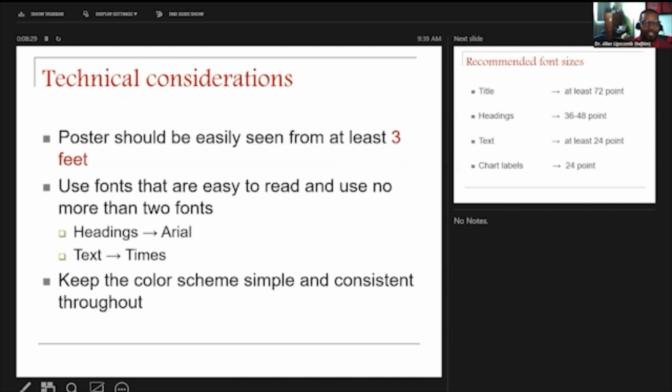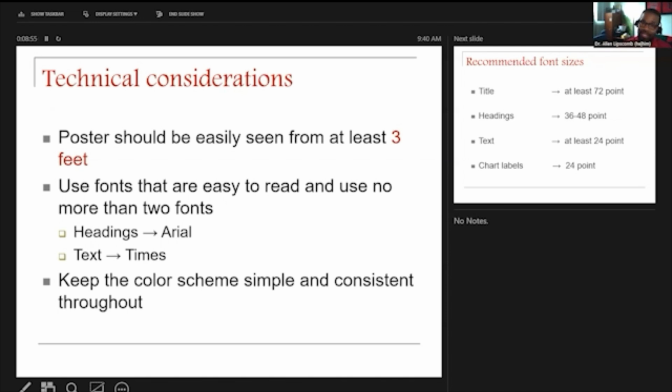So some technical considerations. Posters should be easily seen from at least 3 feet away from your poster. Why? You want folks to be able to read it, right? You want your font styles to be easily read, right? So there are some font styles that tend to work good, right? This is Arial, this is Times New Roman. So these are some good font styles.